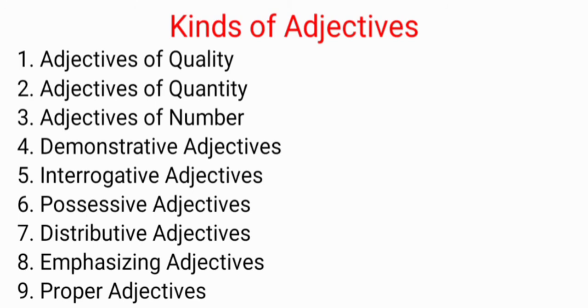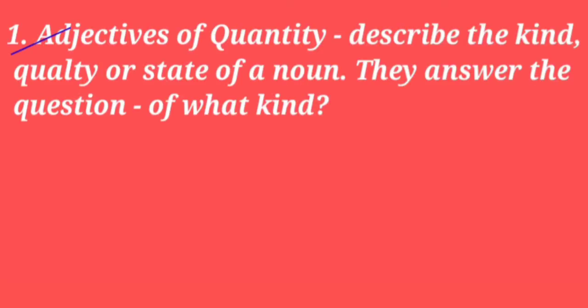Now we will discuss kinds of adjectives. There are 9 kinds of adjectives. First of all we will see adjectives of quality, adjectives of quantity, adjectives of number, demonstrative adjectives, interrogative adjectives, possessive adjectives, distributive adjectives, emphasizing adjectives, proper adjectives. Now we will see the first point.